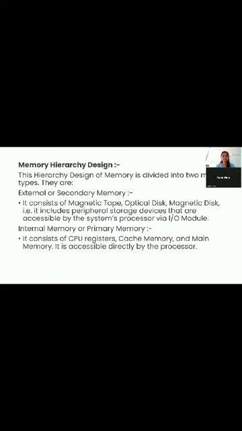Second, memory hierarchy design. The hierarchy design of memory is divided into two main types. They are external and internal memory. External or secondary memory consists of magnetic tape, optical discs, and magnetic discs. That is, it includes the peripheral storage devices that are accessible by the system processor via the IO module. Internal memory or primary memory consists of CPU registers, cache memory, and main memory, and it is accessible directly by the processor.